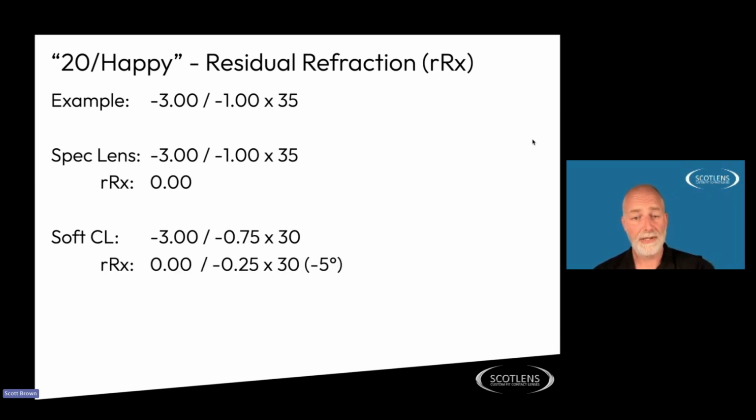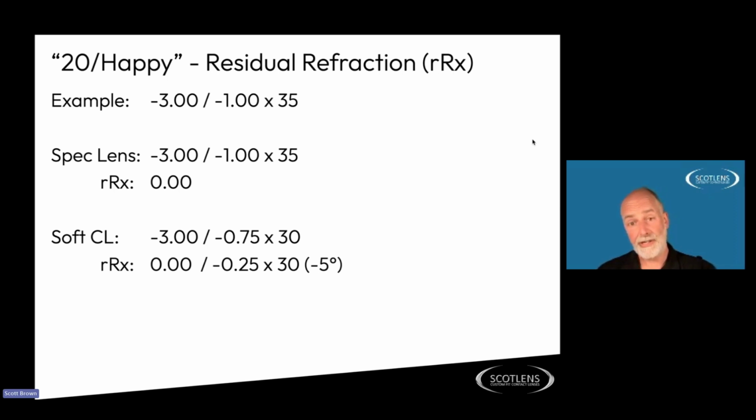So we would give them probably the nearest that we could to it. So that would be, we'd give them a -3, -0.75 axis 30, not 35. So that's going to leave them behind a little residual prescription, -0.25 and 5 degrees off with the cyl axis. Of course, that patient might actually just be happy with spherical lenses, in which case they'd be happy with a little bit of residual cyl like I have.